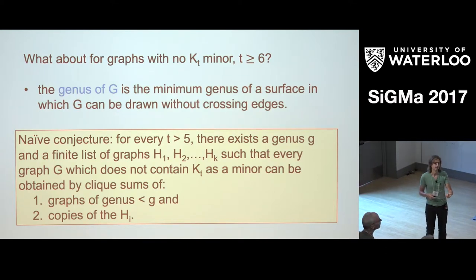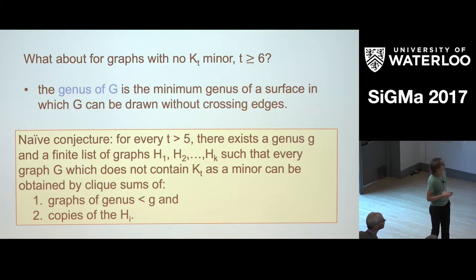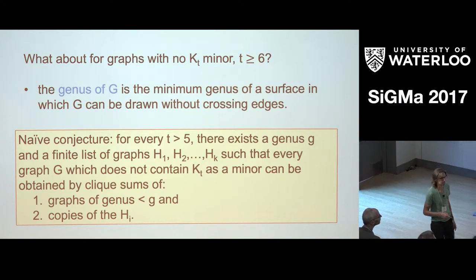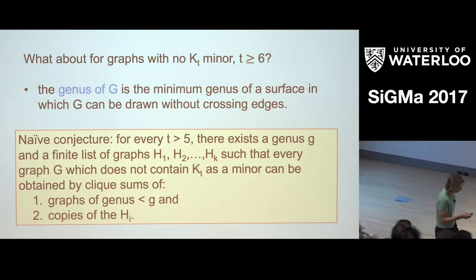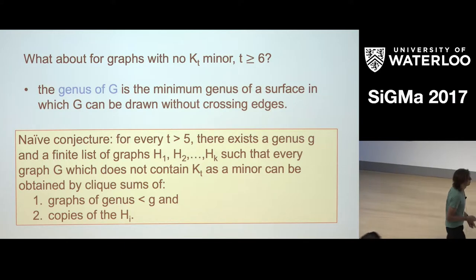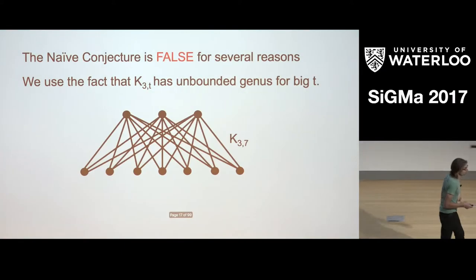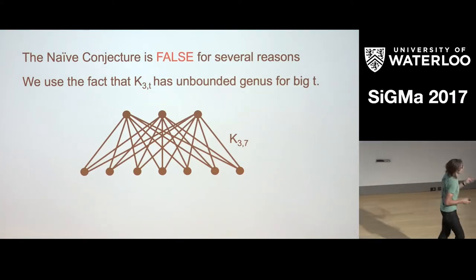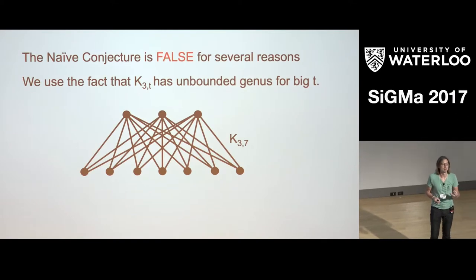Wagner's theorem said clique sums of planar graphs and this one graph V8. Here I'm saying clique sums of bounded genus graphs and some finite list. I don't know. Maybe there are a finite number of exceptions I have to deal with. So I led you to what the answer is; this naive conjecture is false, and we can immediately come up with a couple of reasons why it's false.